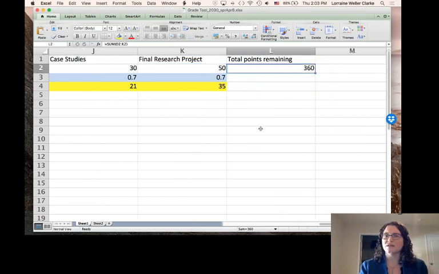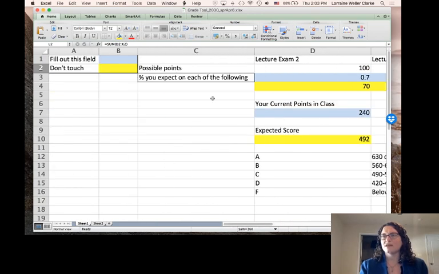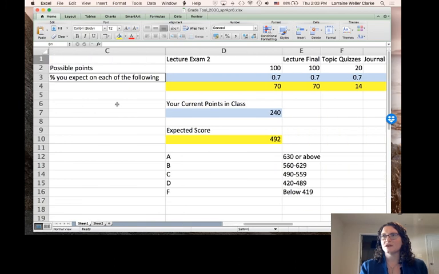So this is all the total points that remain. Okay. The key here, I have this little key up here. Fill out this field, don't touch this field, okay? Fill out the blue fields. So you put down that you expect to get 70% on lecture exam.